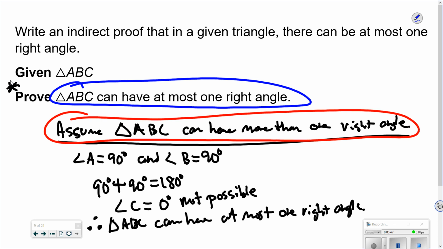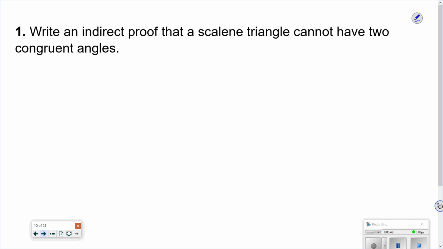Let's look at one more. Pause this for just a second, and I want you to write just the first step. Write the temporary assumption. So what is the opposite of what they are saying here? And then we'll write that down. We'll check that, and then we'll go through the entire proof. So it says, write an indirect proof that a scalene triangle cannot have two congruent angles.